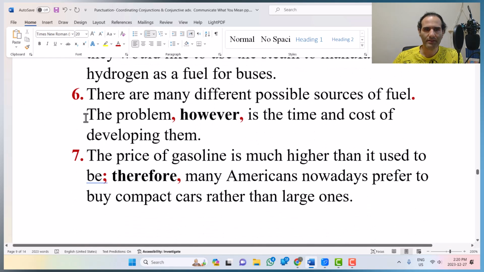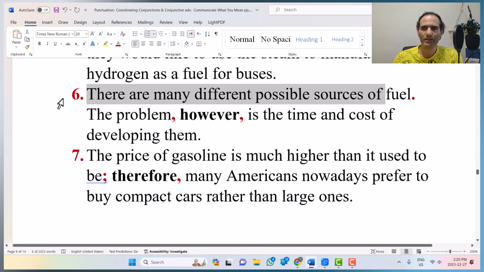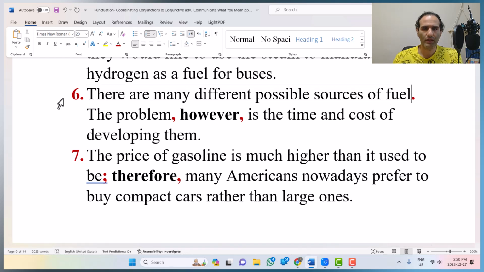Number 6. There are many different possible sources of fuel. Independent clause 1 finished, period. The problem, however, is the time and cost of developing them. In the middle of one clause, so comma, comma.